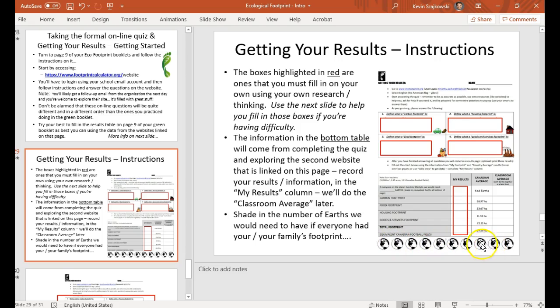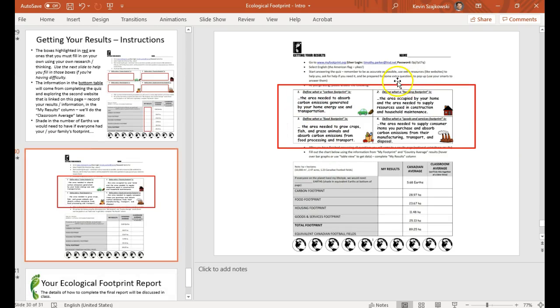Okay, and so the only other piece of this page that we're asking you to record results or information on are in these 4 boxes. And in essence, they're asking you to define a carbon footprint and a housing footprint and a food footprint and a goods and services footprint. And you can do that if you feel like you've learned enough about this. Maybe your textbook already has questions or places that can teach you. If you're stuck, we've got some really good short and sweet definitions here that you're welcome to use.